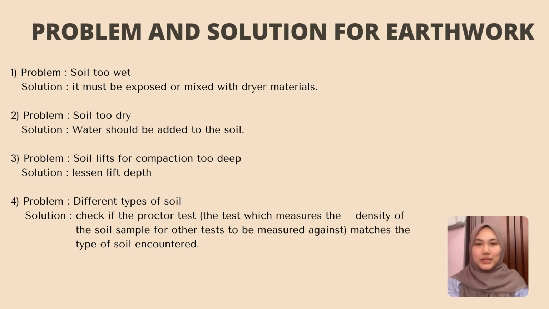The first problem is soil too wet. The solution is it must be exposed or mixed with drier materials. Second problem is soil too dry. The solution is water should be added into the soil. The third problem is soil layer for compaction too deep. Solution is lessen the layer depth. And the last problem is different type of soil. Solution is check the proctor test, the test which measures the density of the soil sample for other tests to be measured against. Match the type of soil encountered.